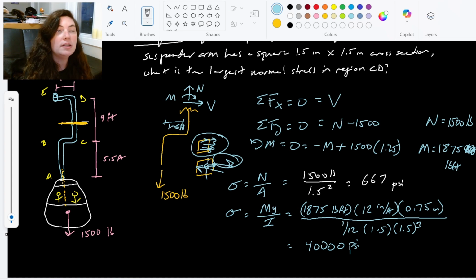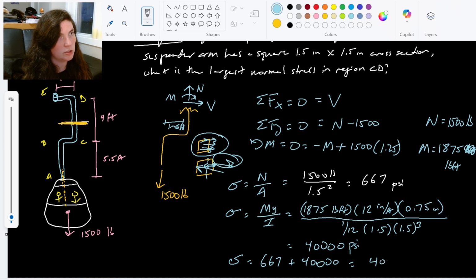So again, the greatest version of this is going to be just these two added together, which is about as simple as it gets for these combined loadings. Finding the greatest, just adding those together. The greatest normal stress is going to be 40,667 psi.